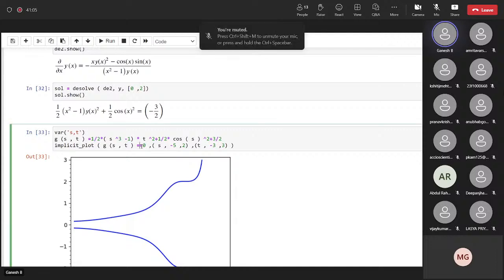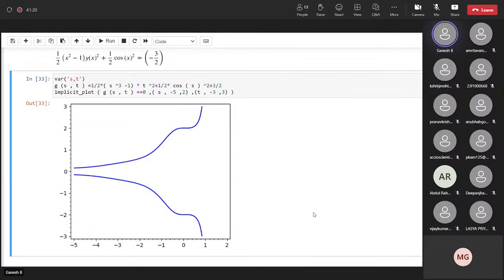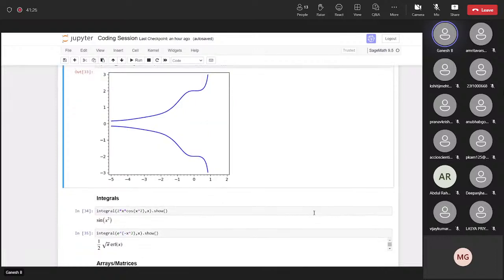Again, note that I've used the double equals here, not the single equals. Keep that in the back of your mind: always use double equals whenever you're dealing with equations and you're saying some LHS is equal to RHS. And this is your implicit plot. So Sage is clever at doing this, and it identifies implicit stuff.